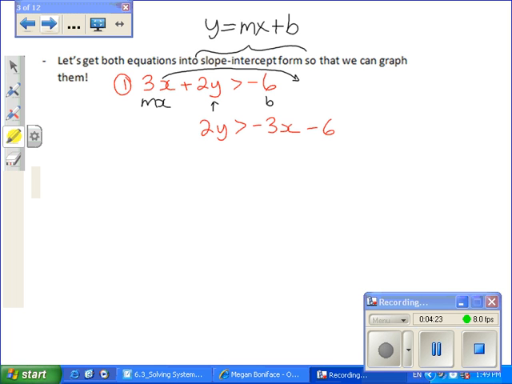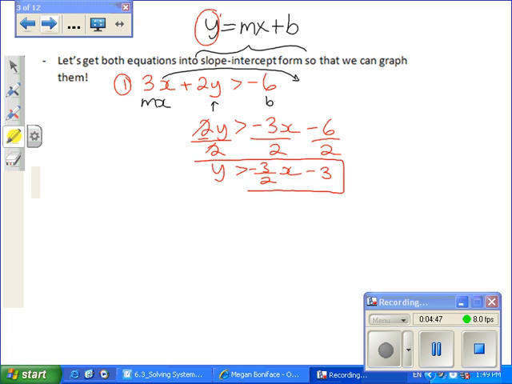I have to deal with this 2 on the y. It's 2 times y. I need to have y all by itself, just like it is in slope-intercept form. So I'm going to divide everybody by 2. So 2 divided by 2 gives me y. y > -3/2 x, there's my slope, minus 6 divided by 2, which is 3. Okay, there's my first inequality that I'm going to graph.